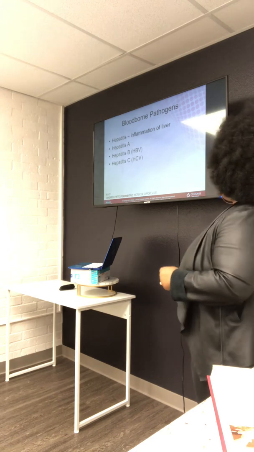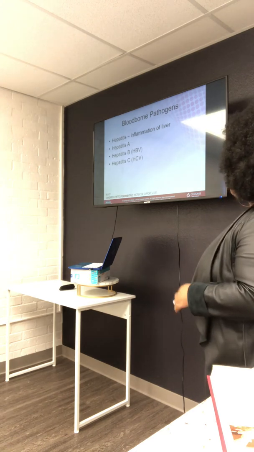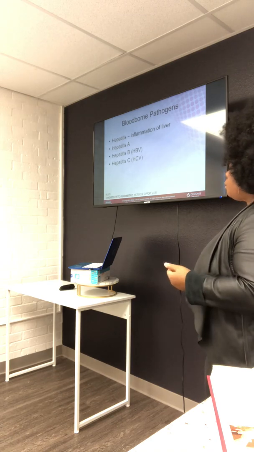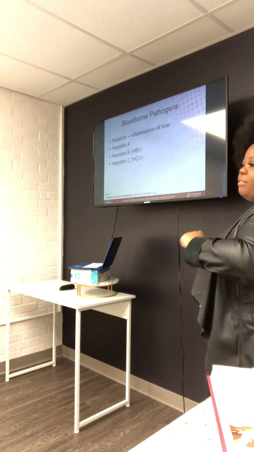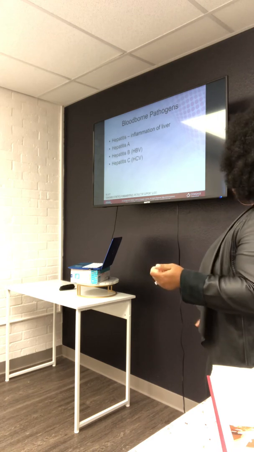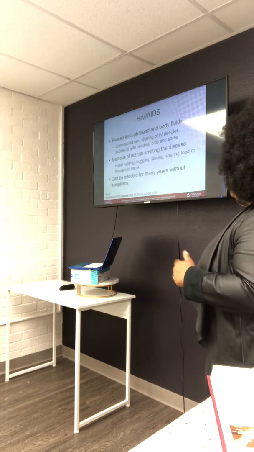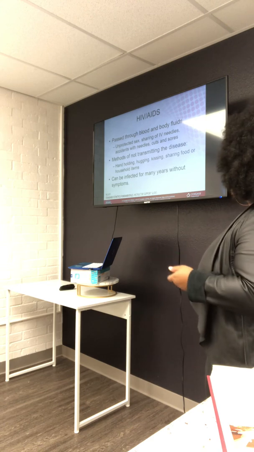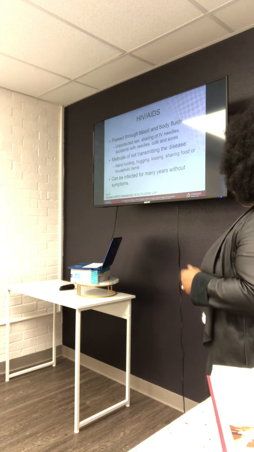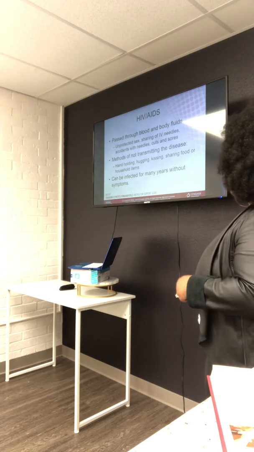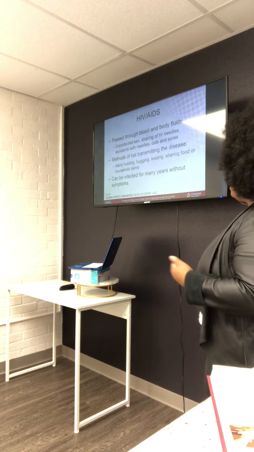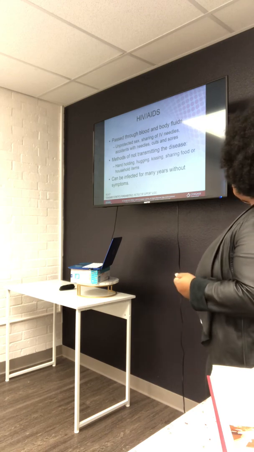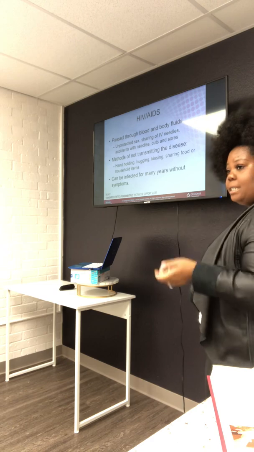Then you have bloodborne pathogens, which are going to be hepatitis A, hepatitis B, and hepatitis C. Continue to explore each one of them individually in your chapter 5. HIV/AIDS passes through the blood and bodily fluids through unprotected sex, sharing of IV needles, accidents with needles, cuts, and sores. It is not transmitted by hand holding, hugging, kissing, or sharing food or household items, and a person can be infected for many years without symptoms, so being asymptomatic.